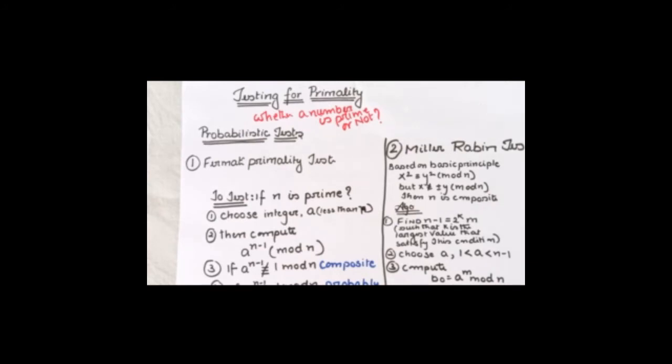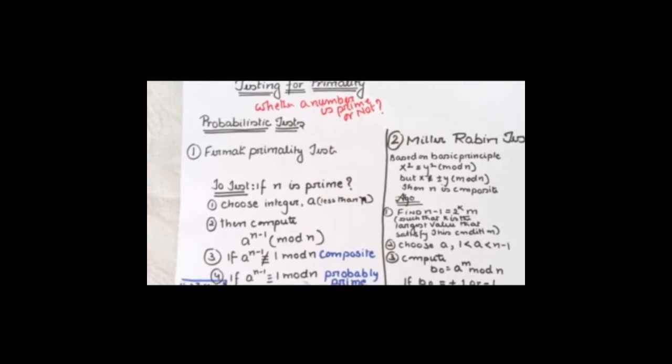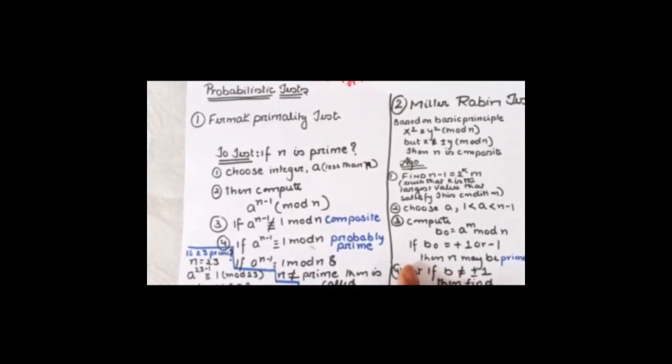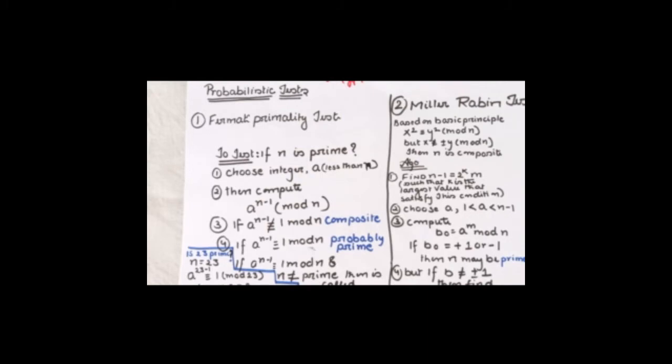Okay, so coming to the probabilistic test. Now, what is a probabilistic test? Many popular primality tests are probabilistic. These tests use, apart from the tested number n, some other numbers which are randomly chosen from the numbers that are available. Okay, so let's start.